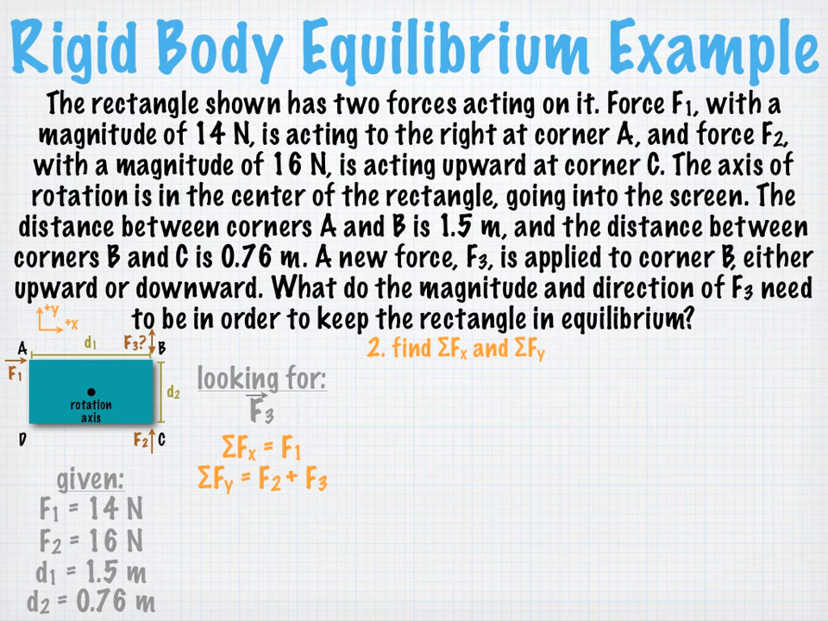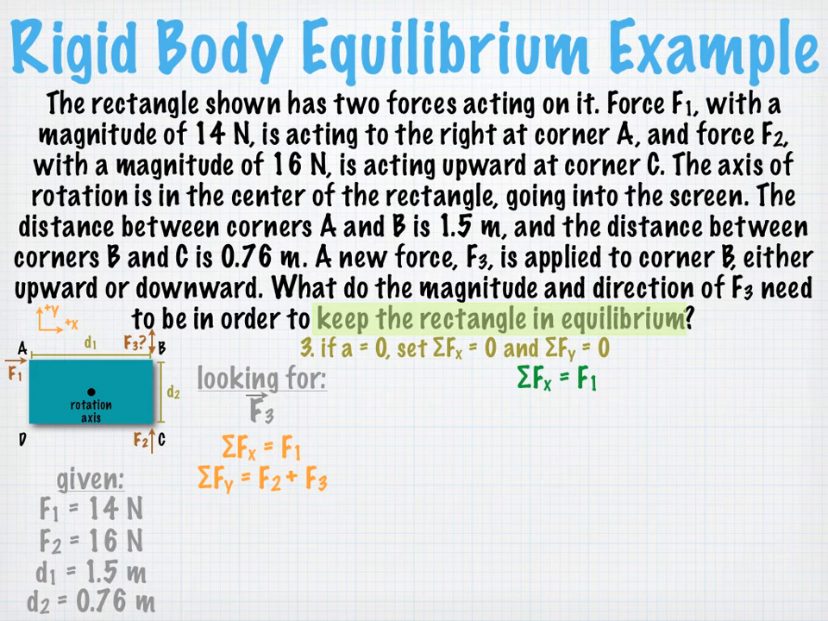Next, if translational acceleration is equal to 0, we can set each of these equations equal to 0. We're looking for the third force that would keep the rectangle in equilibrium, which means the translational acceleration would be equal to 0. So we can set these equal to 0, giving us two possible equations to work with.